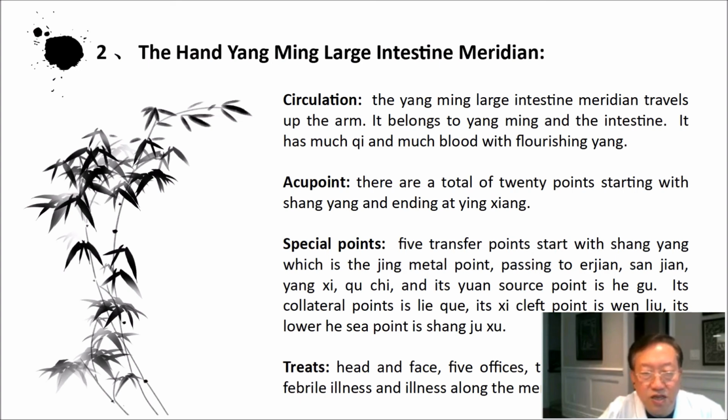Special points. The 5 transfer points start with Shangyang, which is the Jing metal point, passing to Erjian, Sanjian, Yangxi, Quchi, and its yuan source point of Hegu. Its collateral point is Lieque. Its Xi cleft point is Wenliu. Its lower he point is Shangjuxu. It treats head and face, 5 offices, throat, mental illness, febrile illnesses, and illnesses belonging to the meridian.